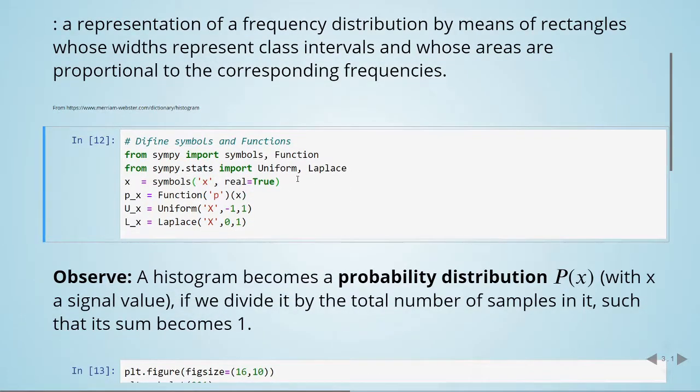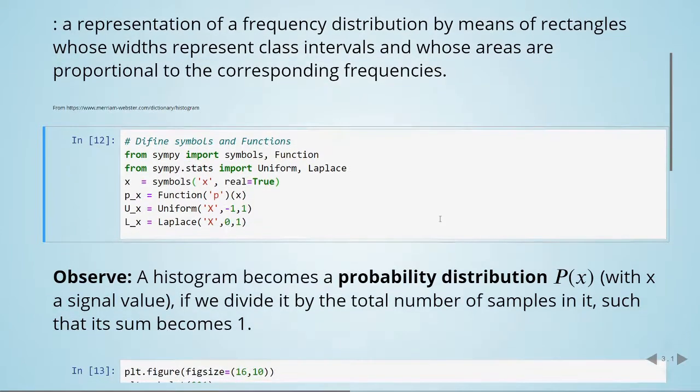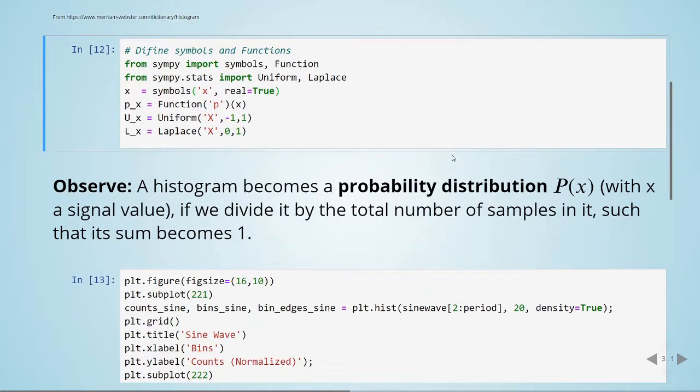Here I'm just defining some distributions in SymPy that we're going to use later on for the PDF. We're not going to use them now, but I'm importing the SymPy symbols function, and from SymPy statistics we're importing uniform and Laplace. It's very important to observe that a histogram becomes a probability distribution if we divide it by the total number of samples, such that its sum becomes 1.